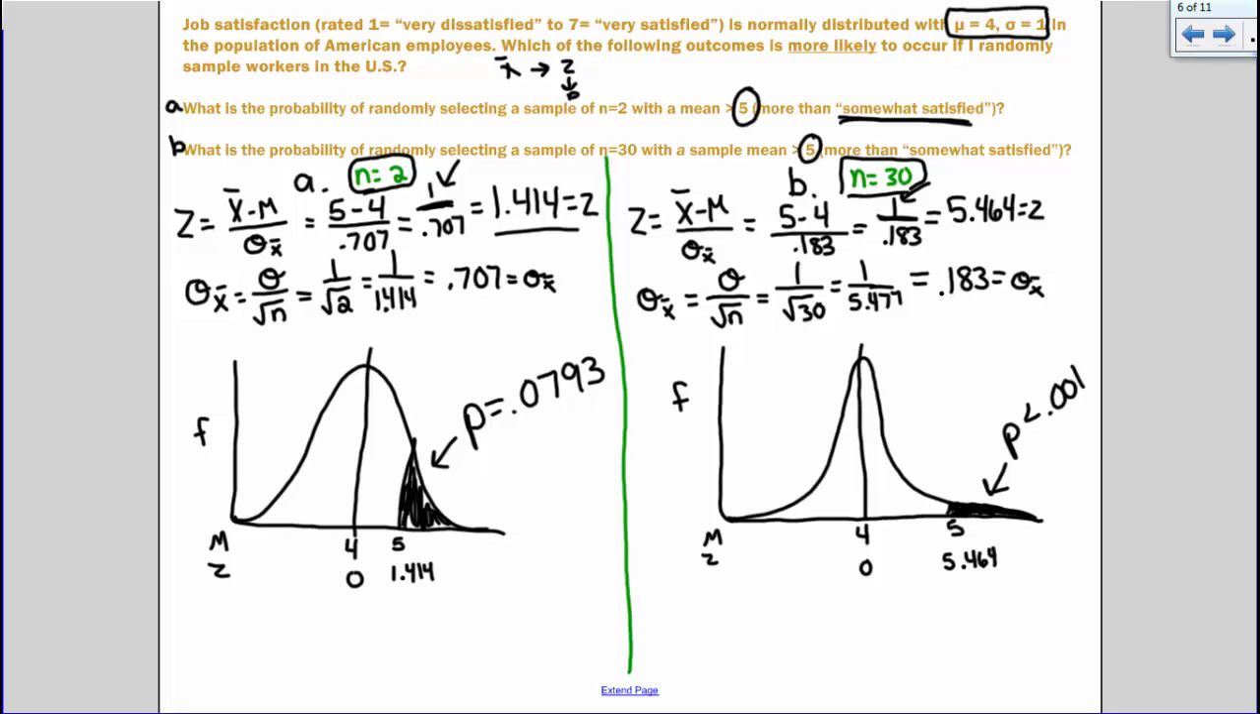Okay, so I hope that those examples helped you understand how to use the unit normal table when we are talking about the sampling distribution and finding the probability associated with any given sample, and help you understand standard error and how it's impacted by the standard deviation of the population and the sample size.